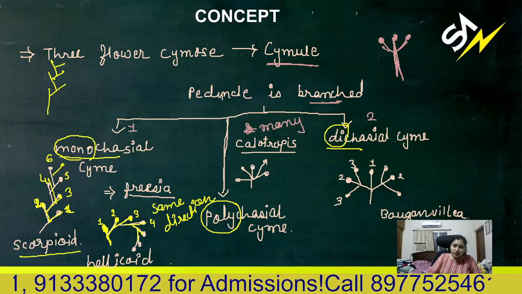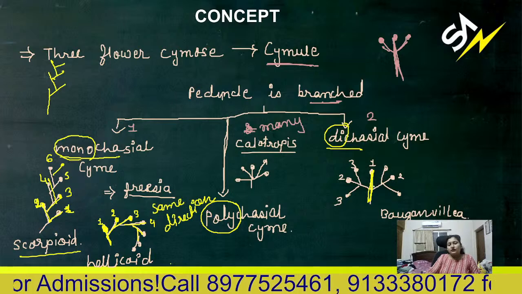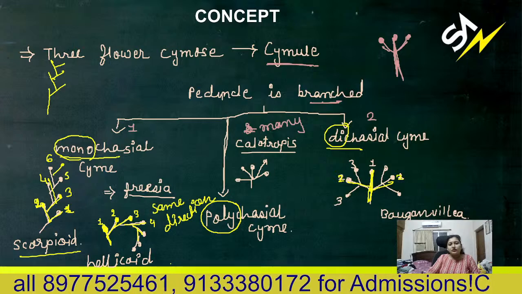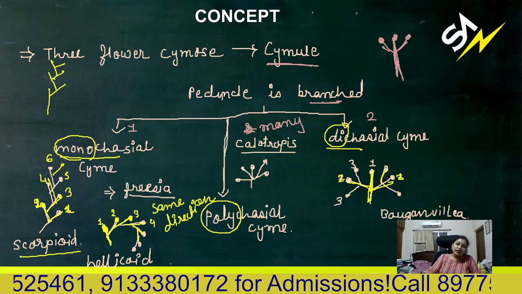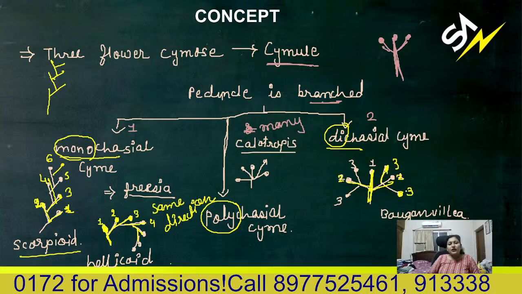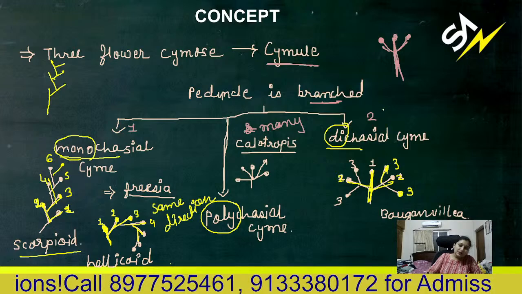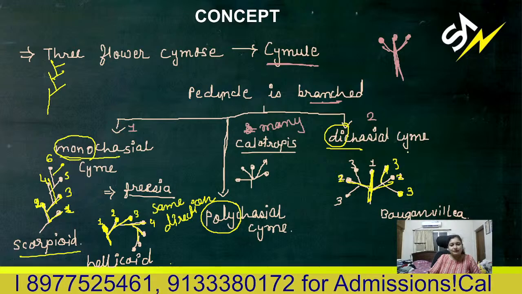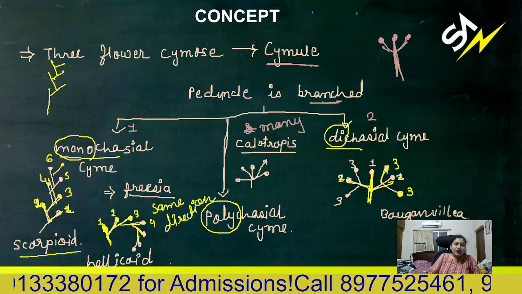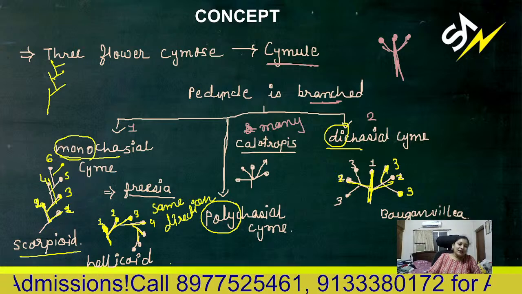Then in case of dicasial, you can see here, this is the first flower. This peduncle is branched into two. So these are two second flowers. Again, this peduncle is branched into two. This will give rise to the third position of the flower. So two branching of the peduncle occurs. That means bicasial or dicasial sign. Bougainvillea is an example of this type of dicasial sign. And calotropis is of polycasial sign. And freesia is monocasial sign.